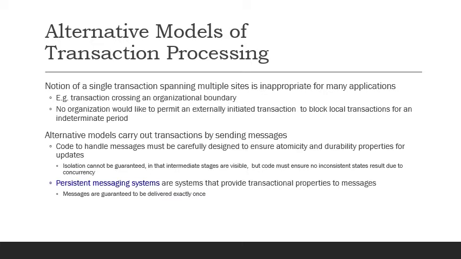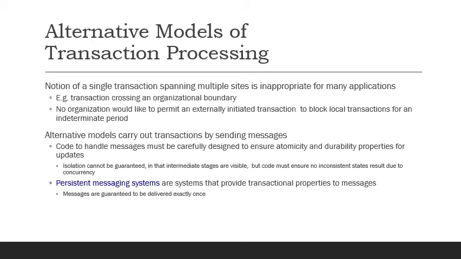Alternative models carry out transactions by sending messages. Here, code to handle messages must be carefully designed to ensure atomicity and durability properties for updates. Isolation cannot be guaranteed in that intermediate states are visible, but code must ensure no inconsistent states result due to concurrency. We can use persistent messaging to avoid the problem of distributed commit.